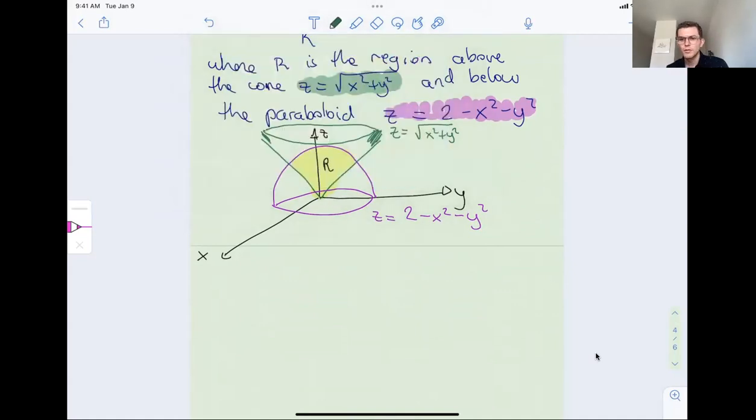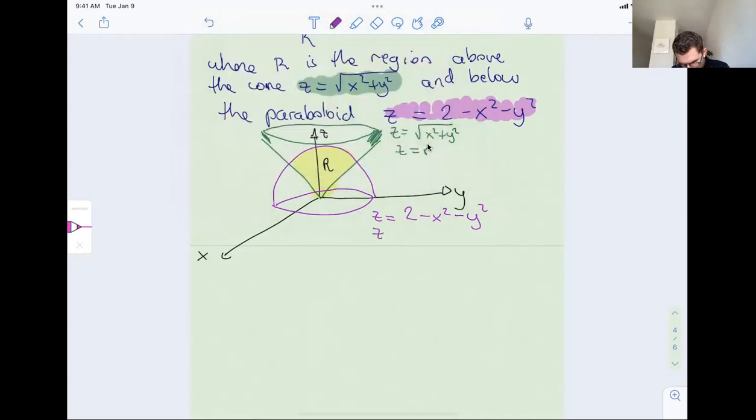Now, after you figure out the region, what you're supposed to do is rewrite everything in terms of cylindrical coordinates. So let's start with the green one. How would this be rewritten in cylindrical coordinates? That means leave z as z, but write x and y in terms of polar. So what does the square root of x squared plus y squared become in polar coordinates? Yeah, it just becomes r. So this equation in cylindrical coordinates is just z equals r.